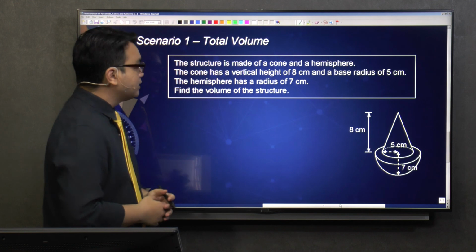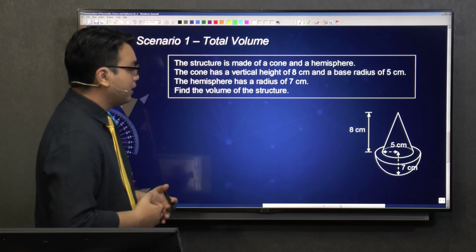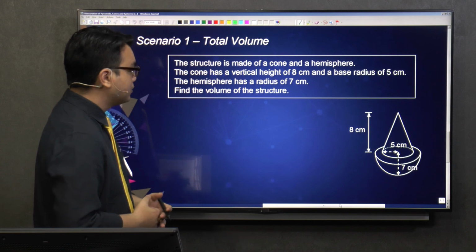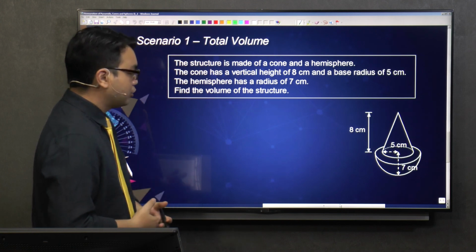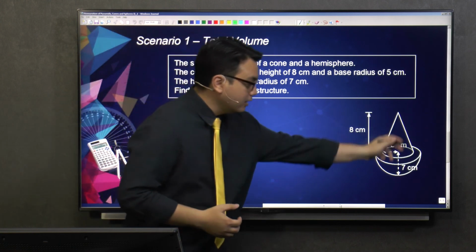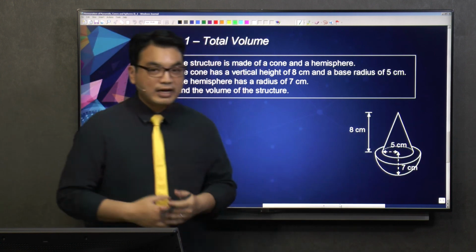Okay, so the structure is made up of a cone and a hemisphere. The cone has a vertical height of 8 cm and a base radius of 5 cm. The hemisphere has a radius of 7 cm. Find the volume of the structure. Okay, so this is a composite solid. As you see, it's made up of a cone and a hemisphere.